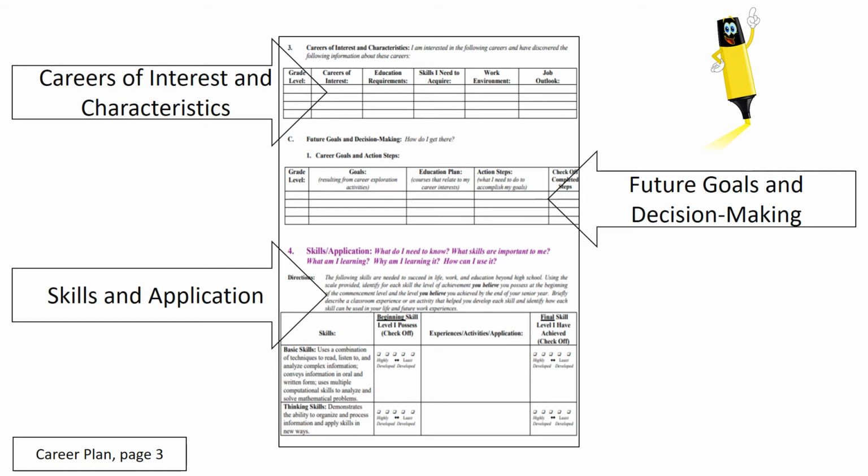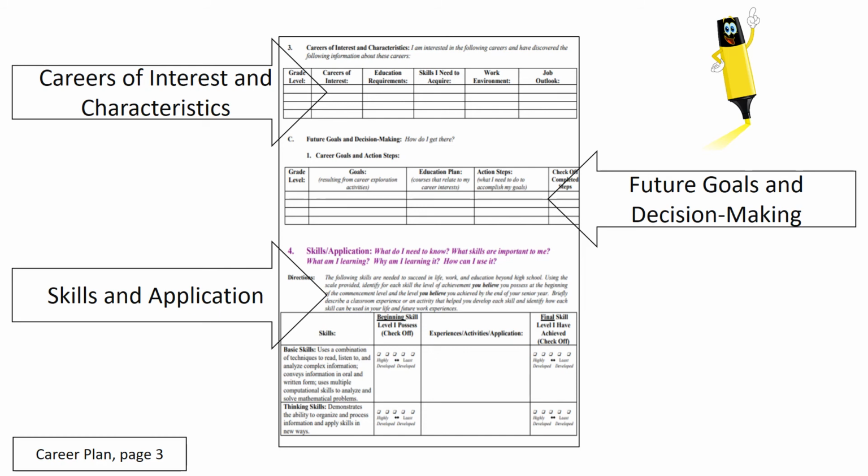Jamila's career goal is to be a pastry chef. Now, let's look at the education plan. The courses that relate to her career interests include enrolling in a 2-year career and technical education program to study culinary arts.